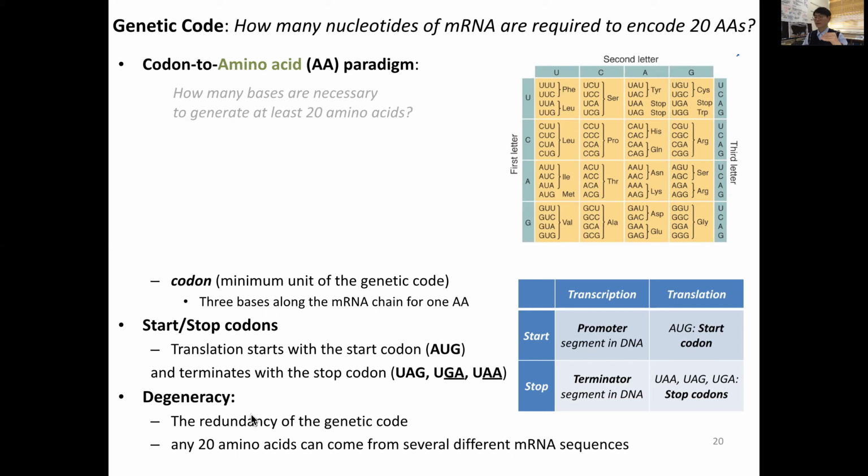And the degeneracy, as I alluded, any of the 20 amino acids can come from several different mRNA sequences. I'm going to discuss this one further.